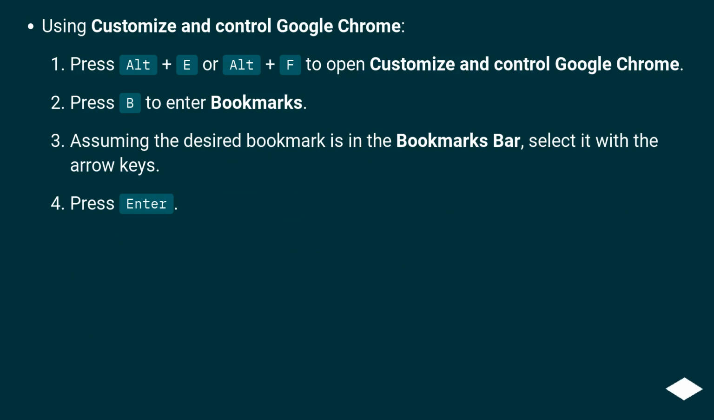Using Customize and Control Google Chrome. Press Alt plus E or Alt plus F to open Customize and Control Google Chrome. Press B to enter bookmarks. Assuming the desired bookmark is in the bookmarks bar, select it with the arrow keys. Press Enter.